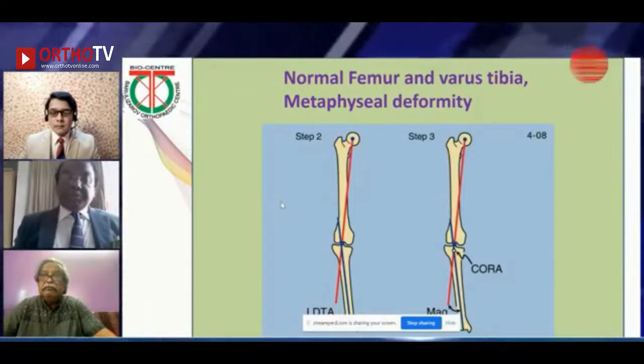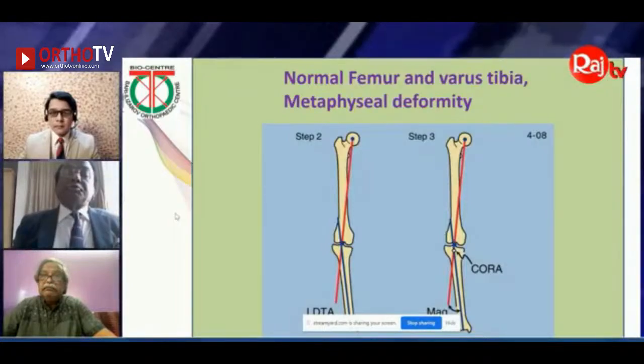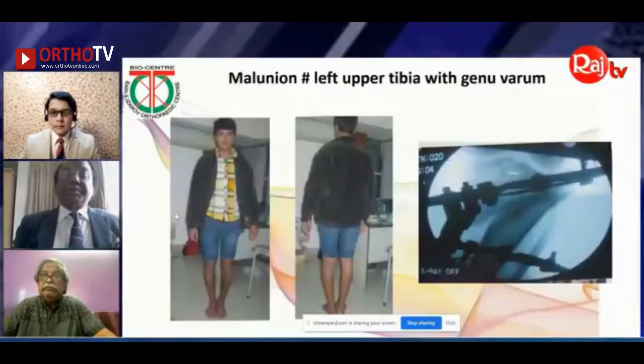Where is the CORA? Near the joint, you can see here. So I'll talk later on the osteotomy role. Now let us see some cases.